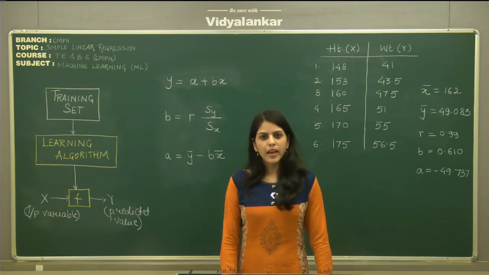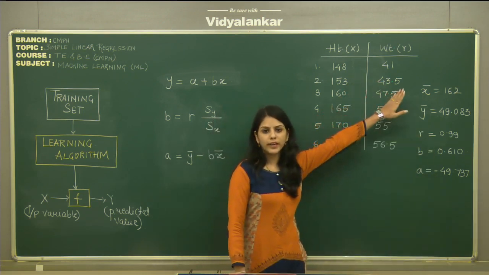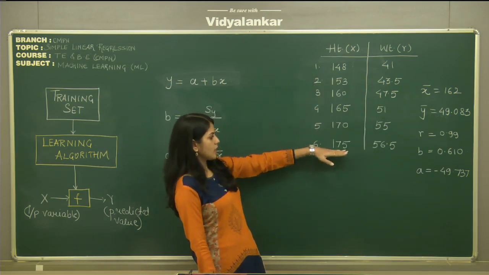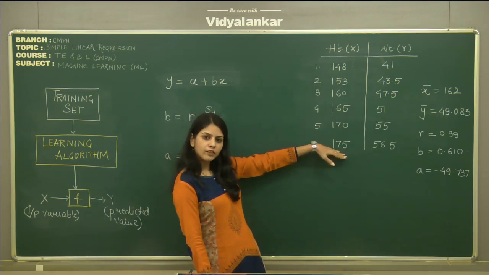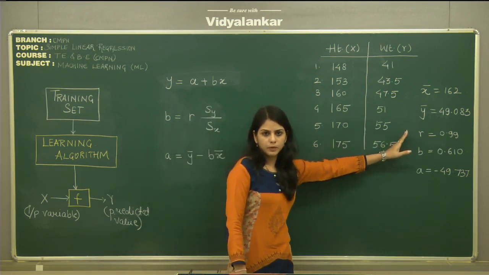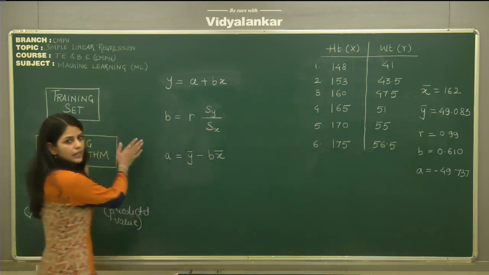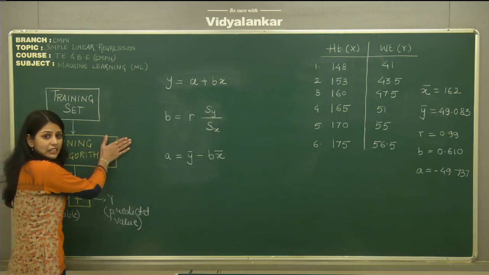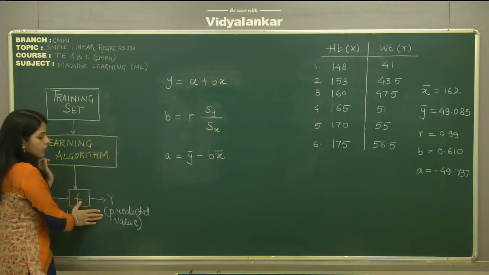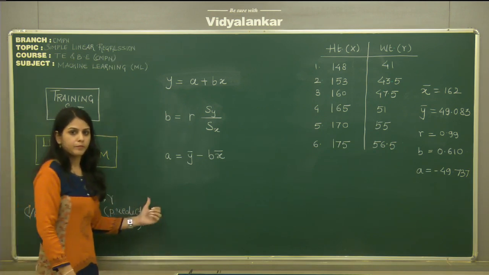Suppose today we have an example. I have height and weight. I have given data wherein I have 6 numbers, the heights of 6 people, and depending on that I have the weights of the people. Now this is the training set. I give this training set to my learning algorithm. This learning algorithm will then give you a predictive model for finding out the weight for different heights.